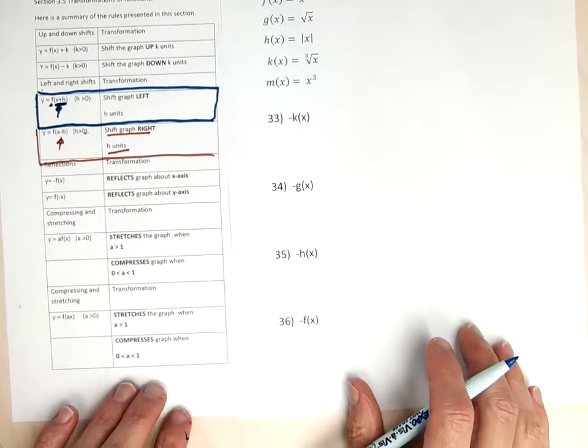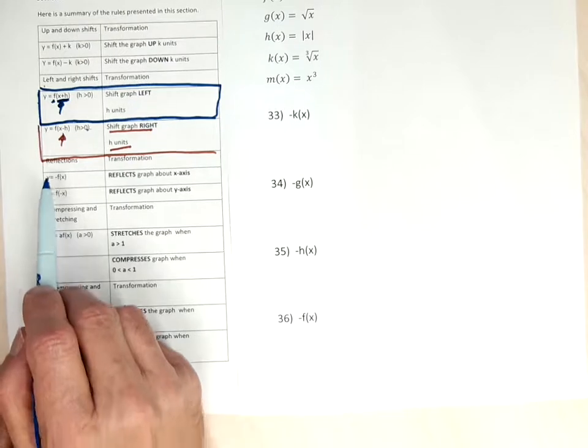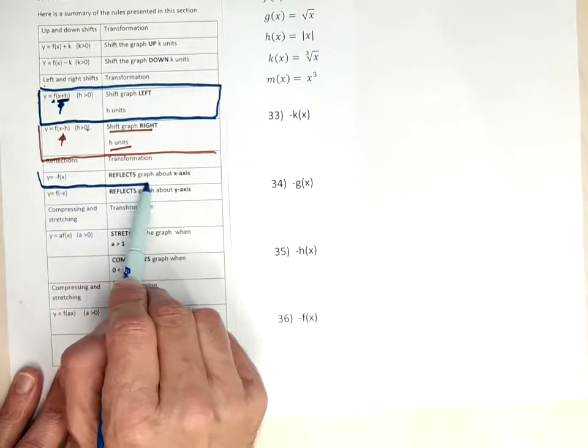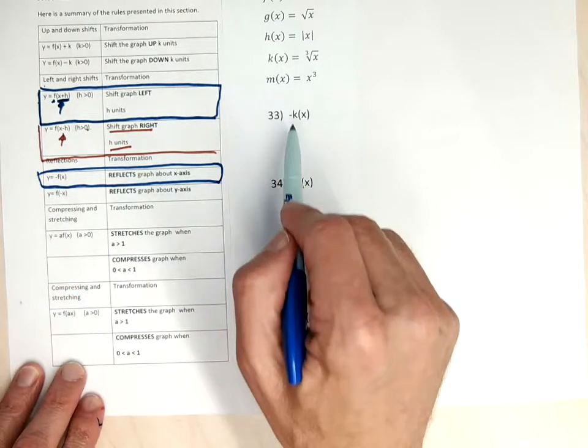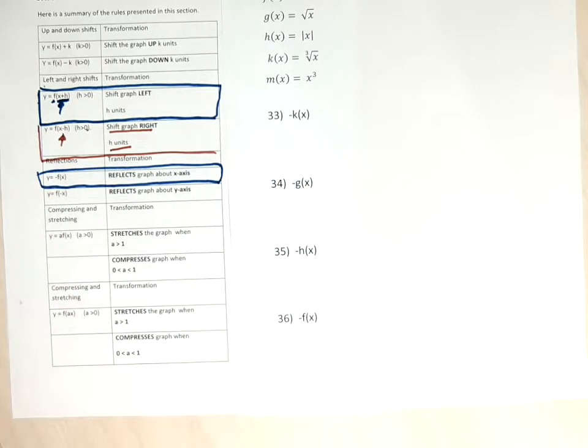The next 4 problems involve flipping a graph upside down over the x-axis. If there's a negative in front of the function notation, when you find the function, that negative is just going to go in front of the function. And how it's going to impact the graph is going to flip it over or reflect it over the x-axis.